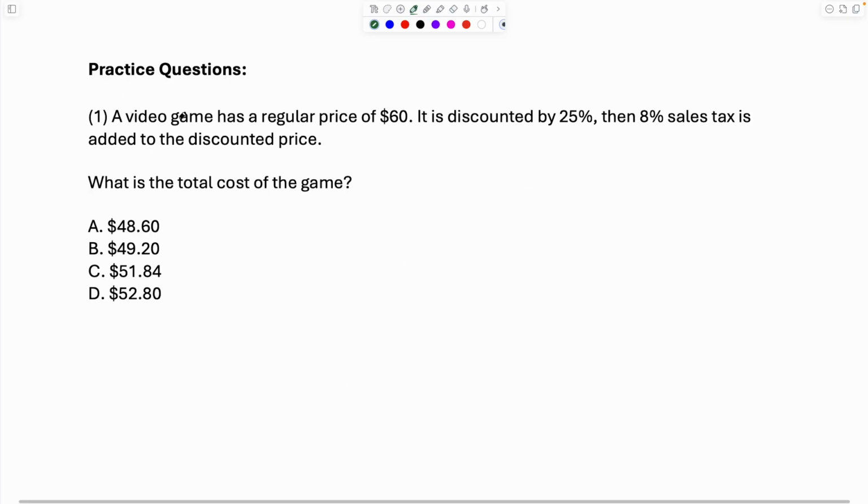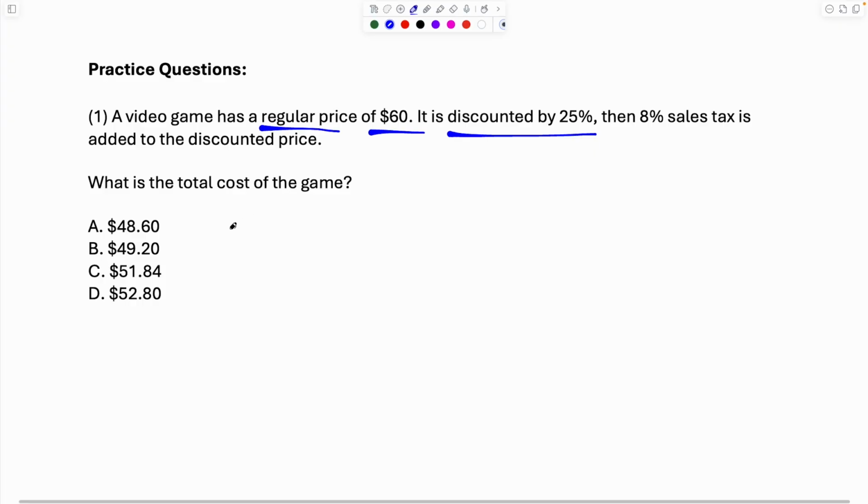Question 1, a video game has a regular price of $60. It is discounted by 25%, then 8% sales tax is added to the discounted price. What is the total cost of the game? So for this one, we just have to do things step by step. So we're starting out with the regular price here of $60, and then we have the discount is 25%, okay? So we're going to take 25% off.